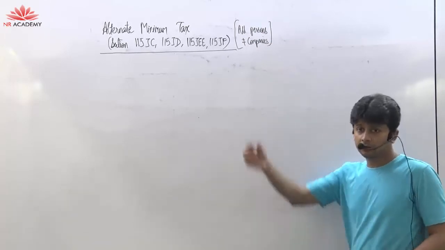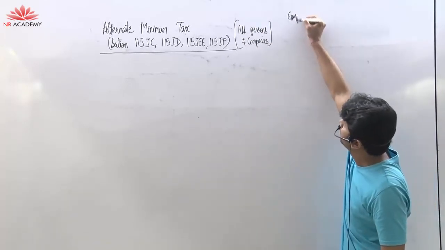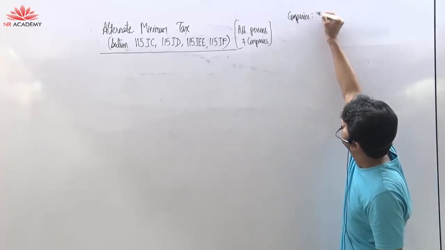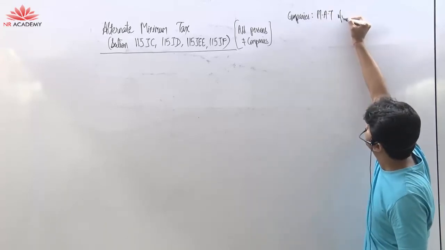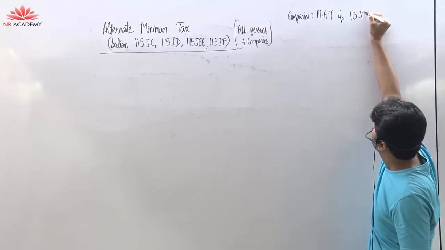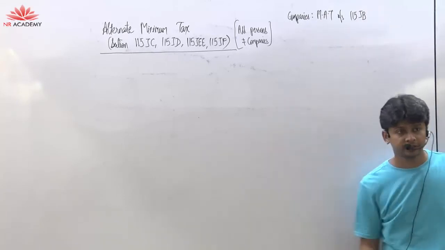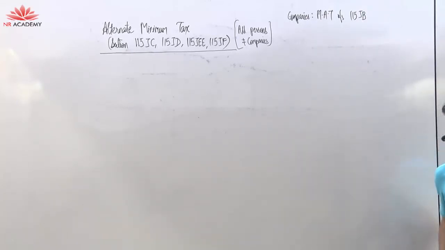And the reason companies are excluded, so for companies, there is anyways the concept of MAT applicable. MAT is under section 115JB, and this is 115JC onwards. A minimum amount of tax needs to be collected or is imposed.